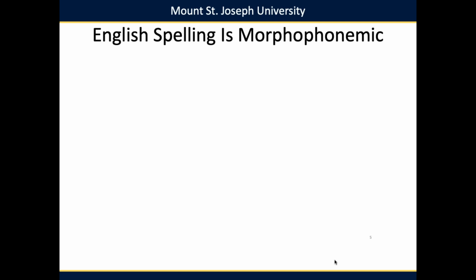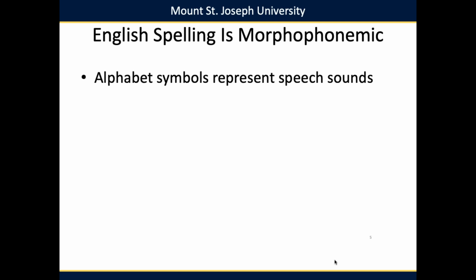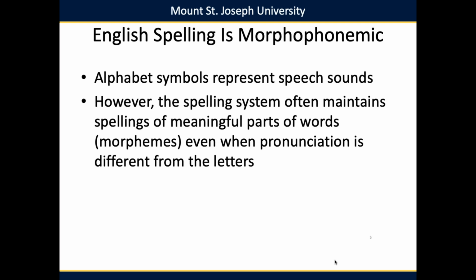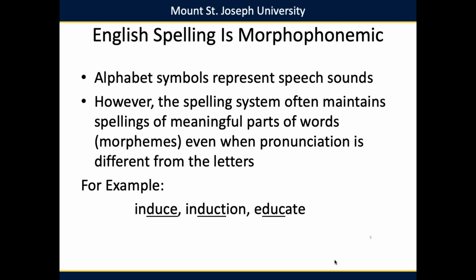English spelling can be described as morphophonemic. Morphology is the study of the meaningful units of language, the morphemes, and how they are combined. It is based on both the sound structure and the meaning structure. The letters represent speech sounds. However, the spelling system maintains spellings of morphemes when pronunciation is different from the letters. Here is an example of that.